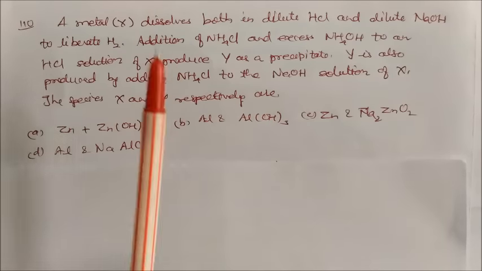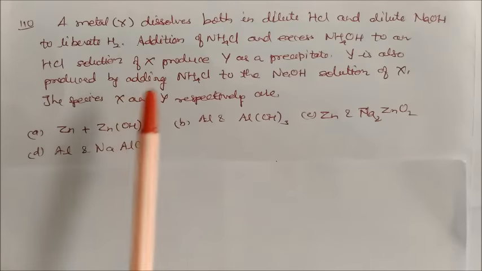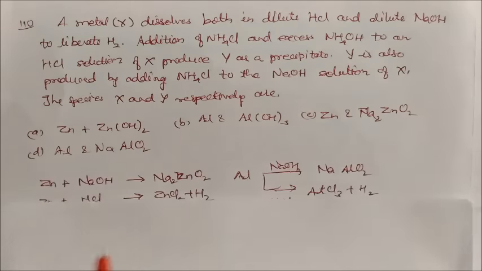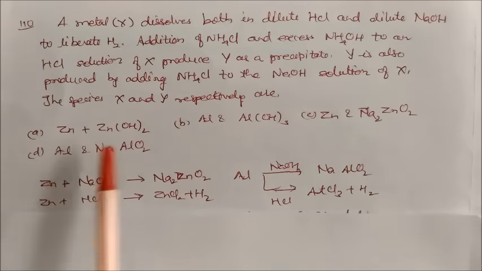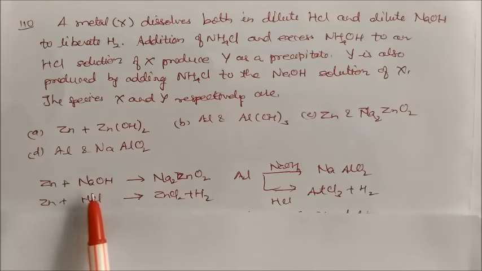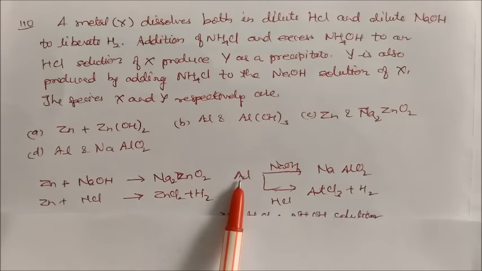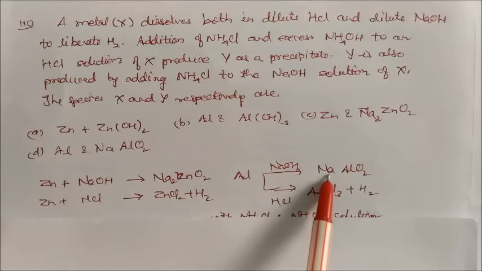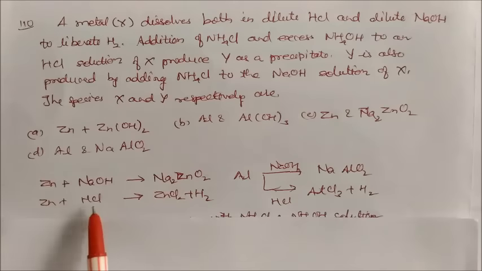Now we have to react this X with these two different compounds to liberate hydrogen. We have two metals, one is aluminum, the second is zinc. When zinc reacts with sodium hydroxide, it will give you sodium zincate, and with HCl, it will give you ZnCl2 plus hydrogen. Similarly, aluminum with sodium hydroxide will give you sodium meta-aluminate, while aluminum in HCl will give you hydrogen gas. So both aluminum and zinc give H2, but with these they are giving these two products.